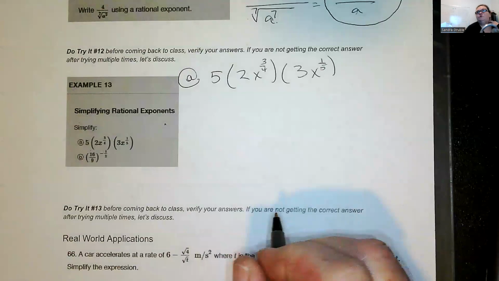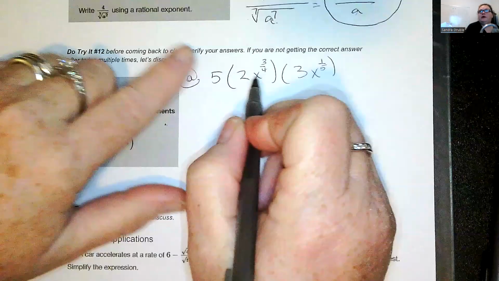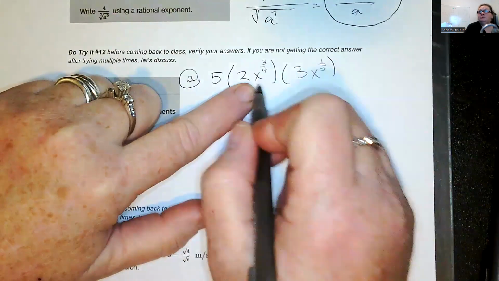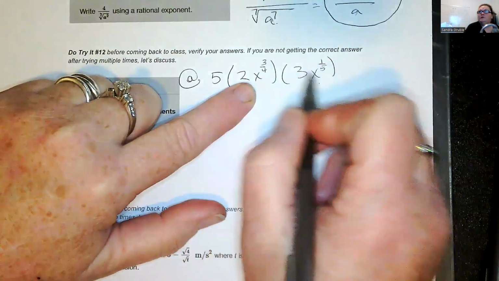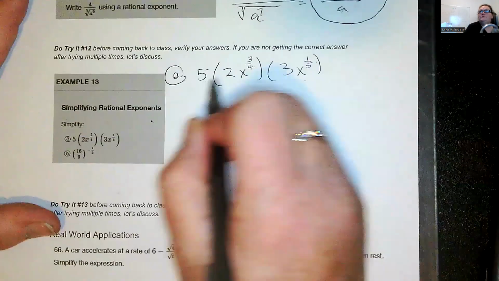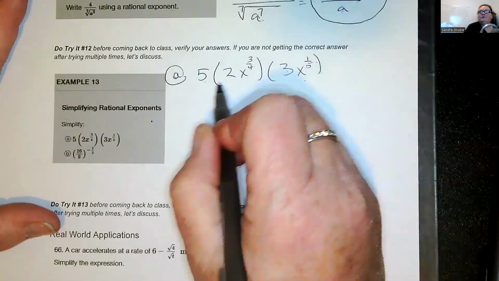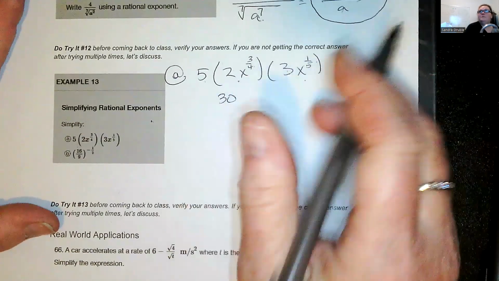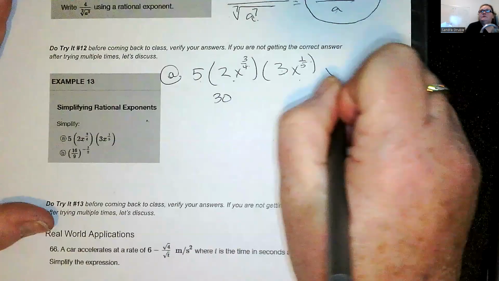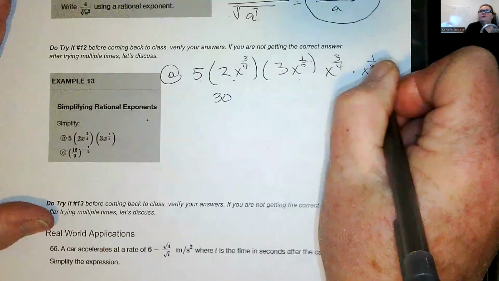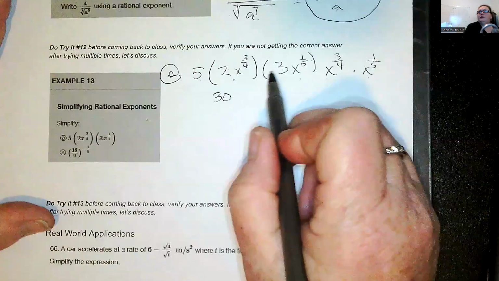Okay, when you multiply your bases, you add your exponents. When you multiply your bases, you add your exponents. And in order to do that, we can do 5 times 2 times 3 easily. 5 times 2 is 10, 10 times 3 is 30. Numbers done, boom. But now we have x to the 3/4 times x to the 1/5. Okay, that's what we have left.